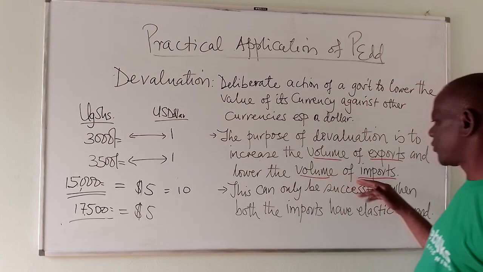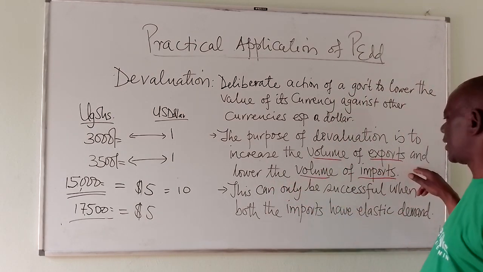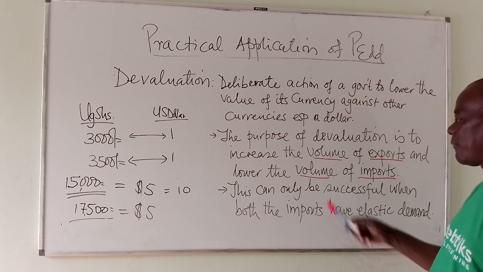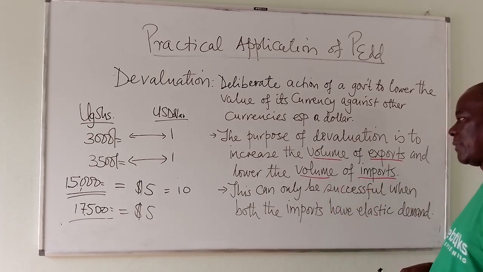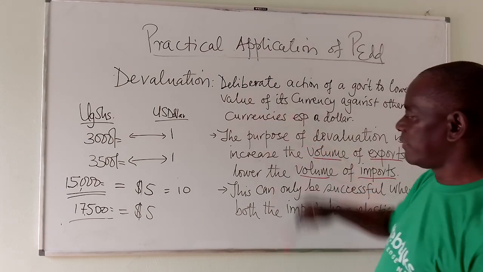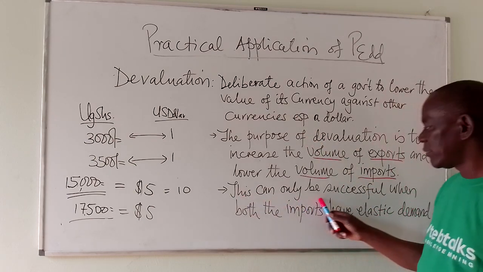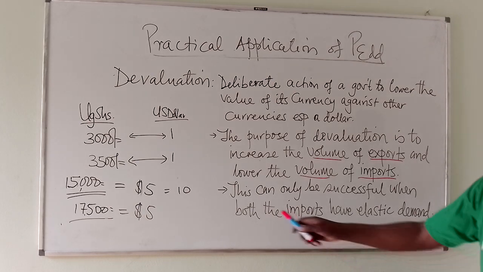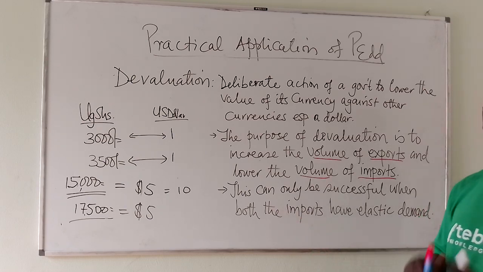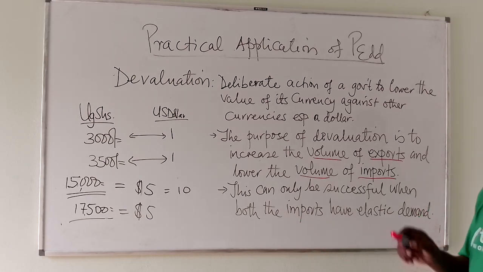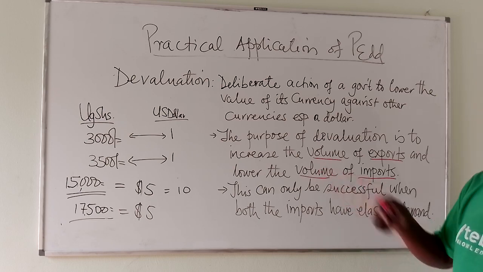So the demand for imports is going to reduce. The volume is going to reduce because of devaluation. So that is the purpose of devaluation. But this can only be successful when both the imports and exports have elastic demand. If one of them has inelastic demand, then you are not going to be able to achieve what you want.